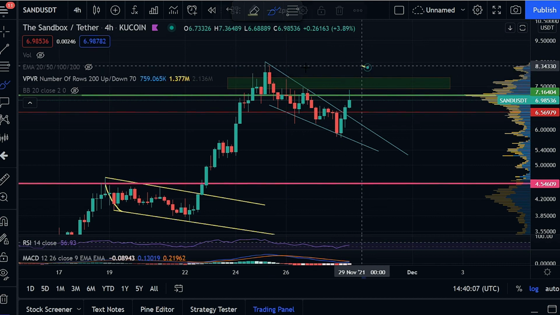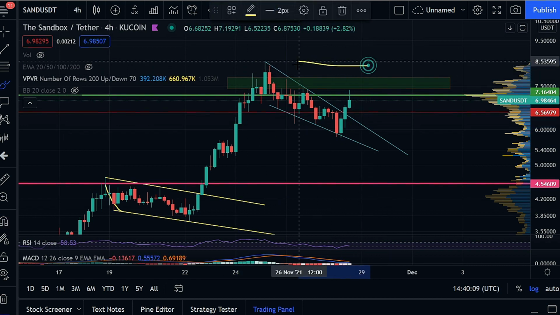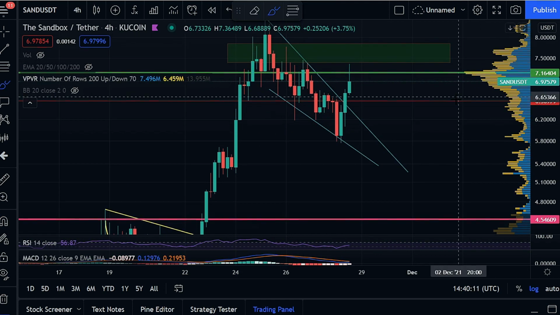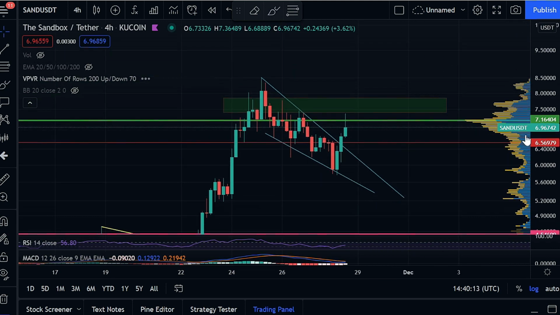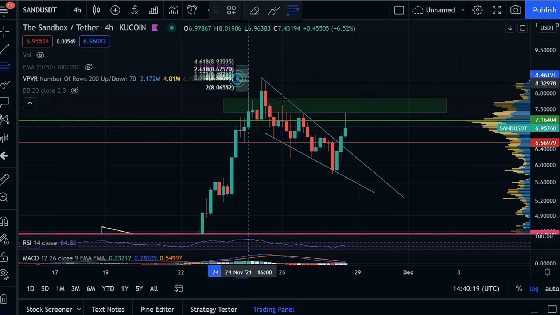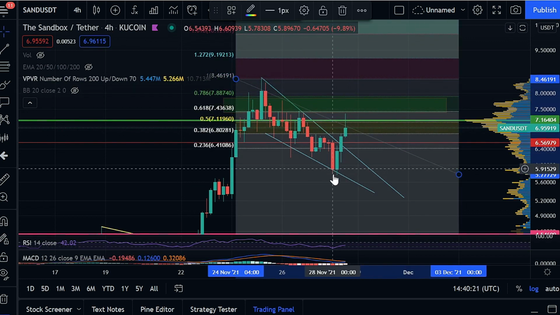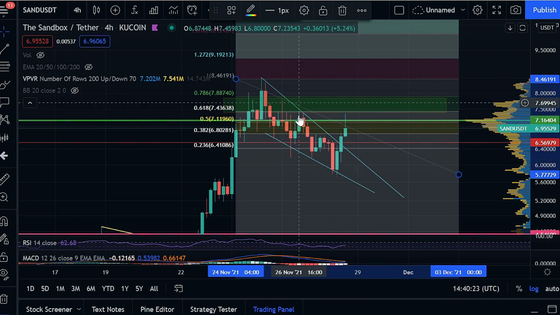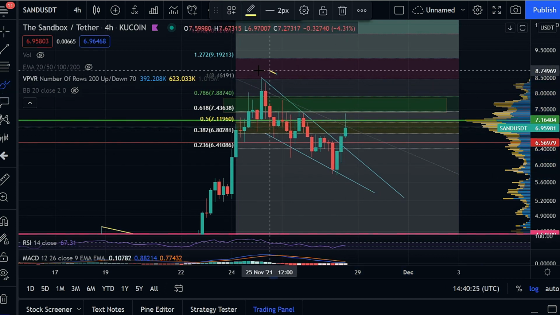So what I'm looking for from SAND right now is our door to the continuation. Our door to the continuation, in my opinion, is always the 618 to 786 Fibonacci zone. The way you find that is by drawing a Fibonacci from the high down to your lowest local low, and you're going to draw out these Fibonaccis.